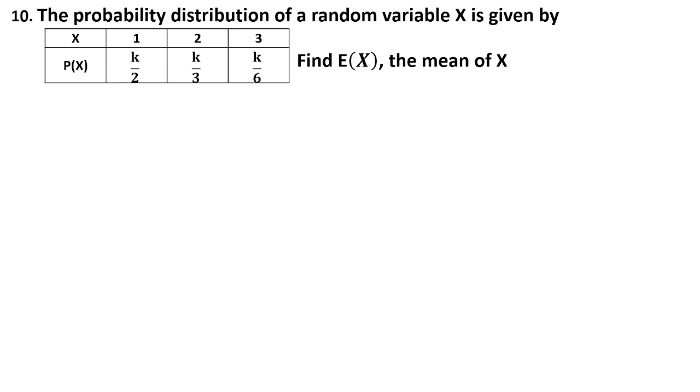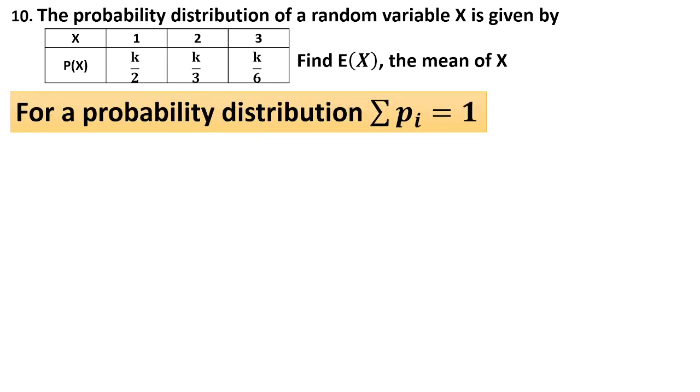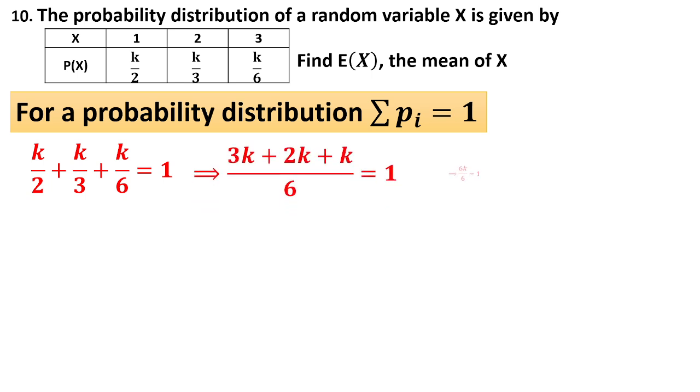Now question number 10, the probability distribution is given, find the mean. Now, you know the formula for mean, it is sigma pi xi, but for that we have to first find the value of k. How to get the value of k? You know that for a probability distribution, the sum of the probabilities is equal to 1. From that I get the value of k, k is equal to 1.